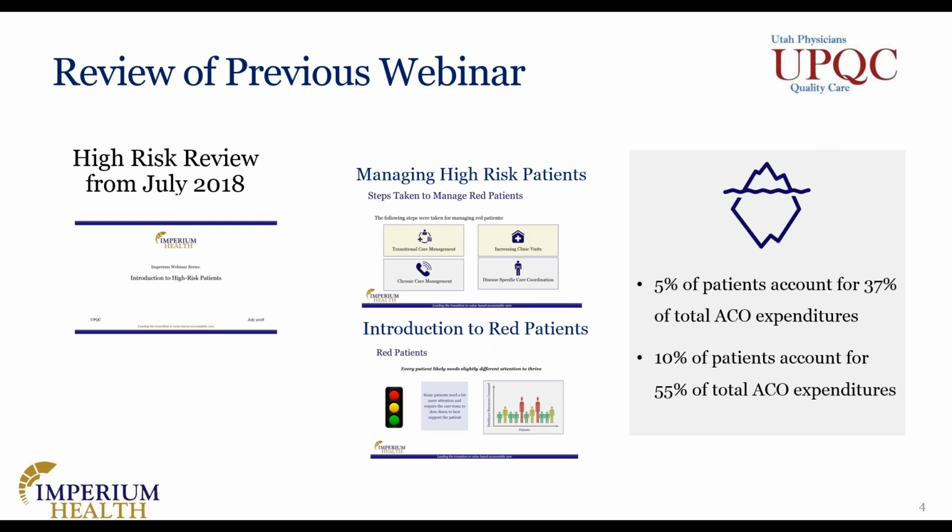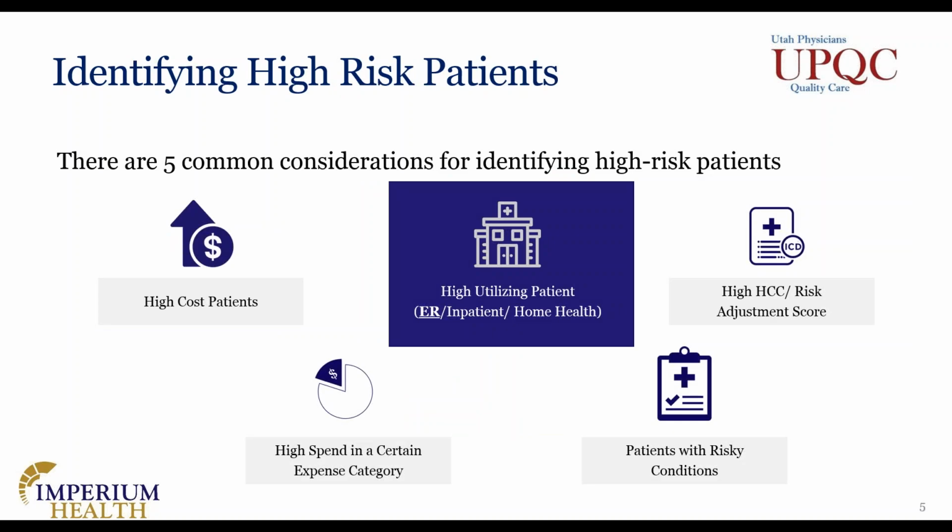But it's really designed around 5% of our patients account for about 37% of the ACO's expenditures, and about 10% of those attributed patients account for about 55% of our total spend. So knowing that this small group of patients has a huge impact on our costs, how do we make sure that we're focusing our efforts on that small group of patients as much as possible?